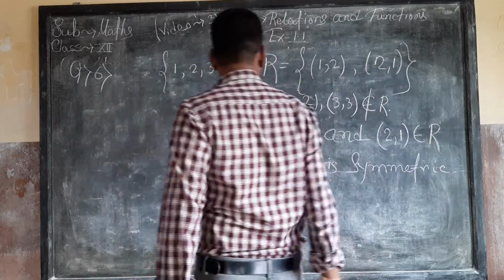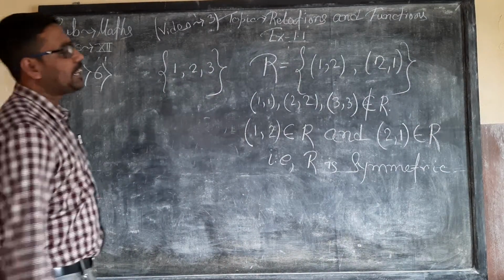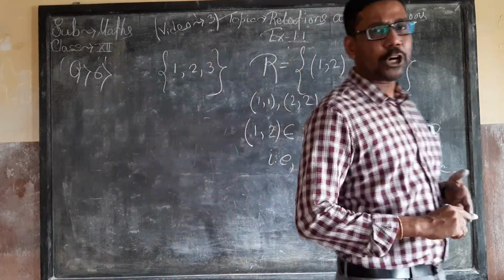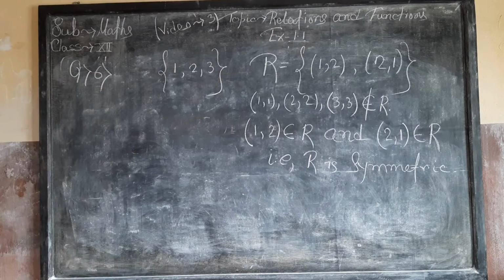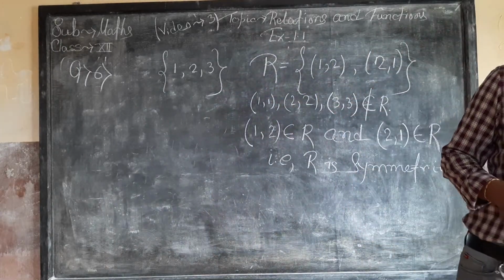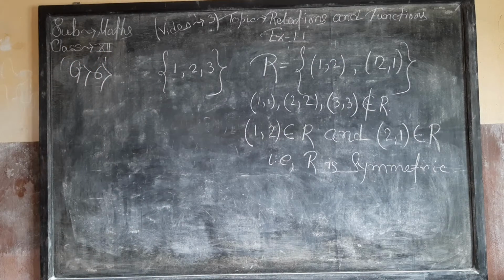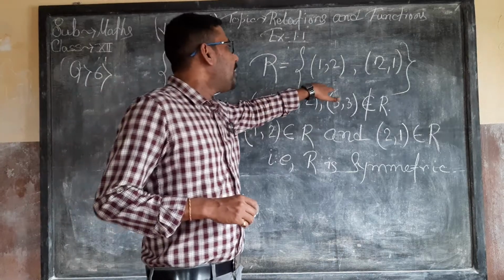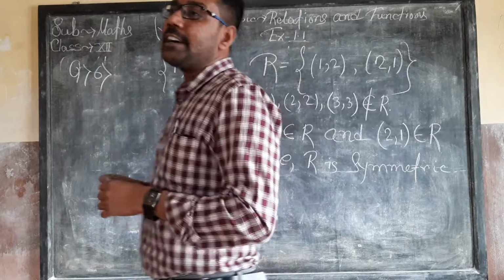Okay, so as per our given relation, it contains only two ordered pairs. The first ordered pair is (1, 2) and the second one is (2, 1). As per the symmetry criteria, if a relation contains (a, b), then it also contains (b, a), and then this relation is called a symmetric relation. So this given relation also satisfies the symmetric criteria.